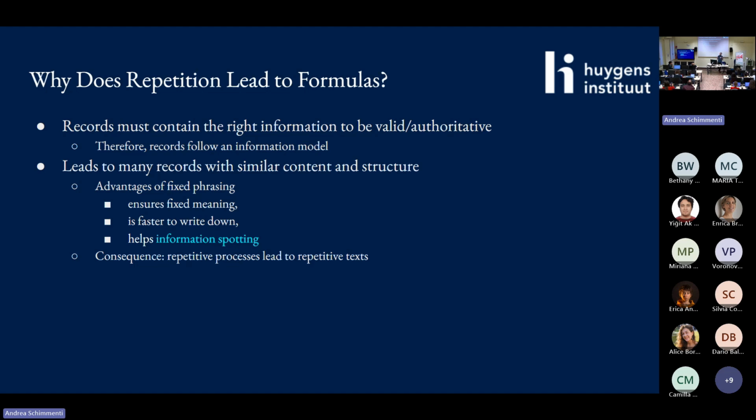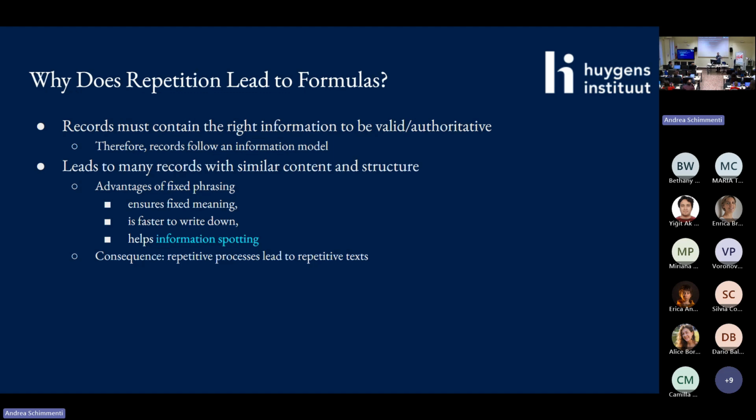They need to follow the ritual to be considered valid. So there's probably an implicit information model that a document or a record needs to follow. So you have a lot of these records that are probably very similar in content and structure. And so the advantage of using fixed phrases is you make sure that it has the meaning that you want it to have. It's much faster to create them because you don't have to think about how to phrase it. And it also helps information spotting. Over centuries, you have a massive archive and you need to look up information.